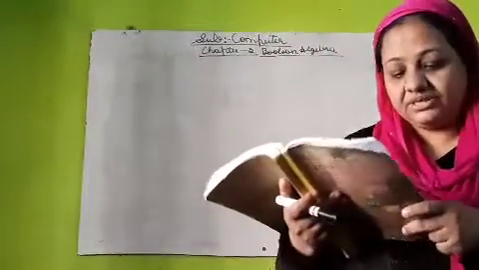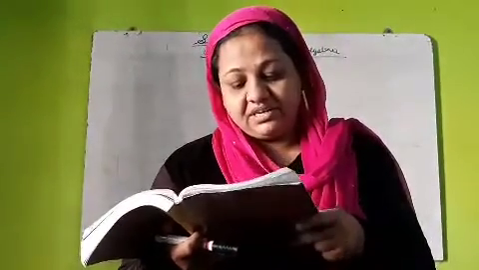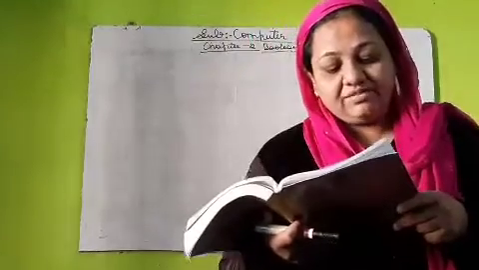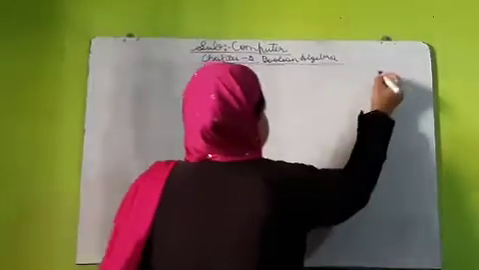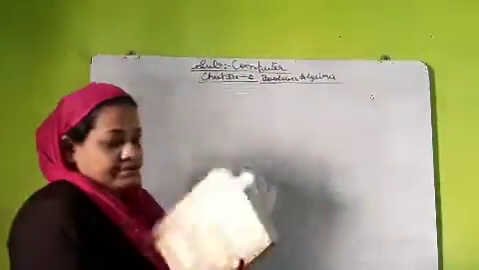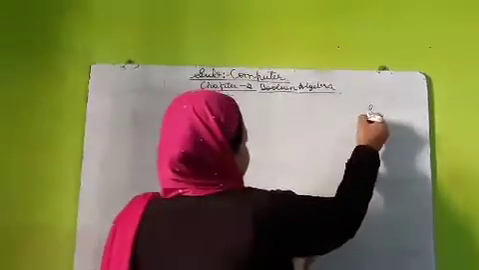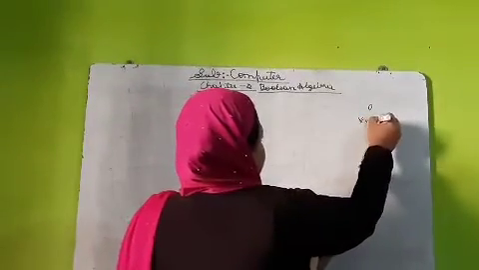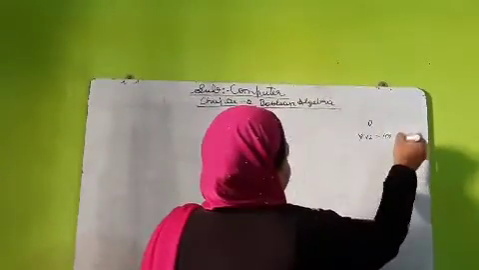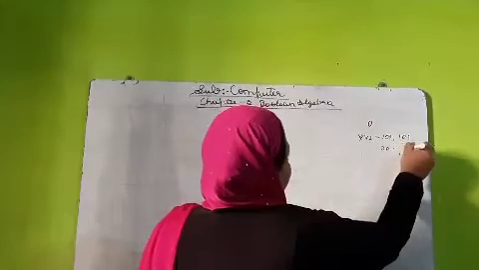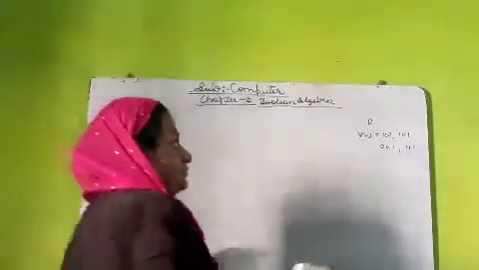So let me read the question again. Construct a truth table for 3 variables x, y, z that will have an output 0 when xyz is equal to 100, 101, 001 and 111. So we need to write the POS expression.